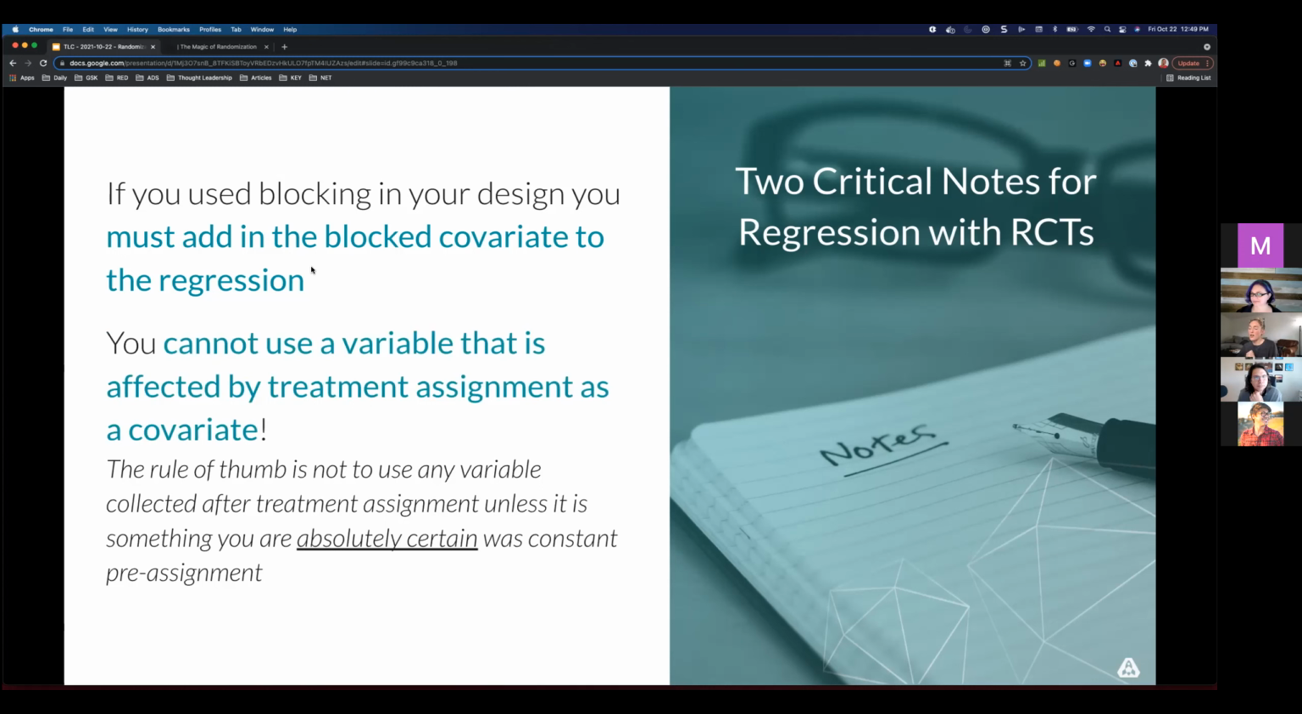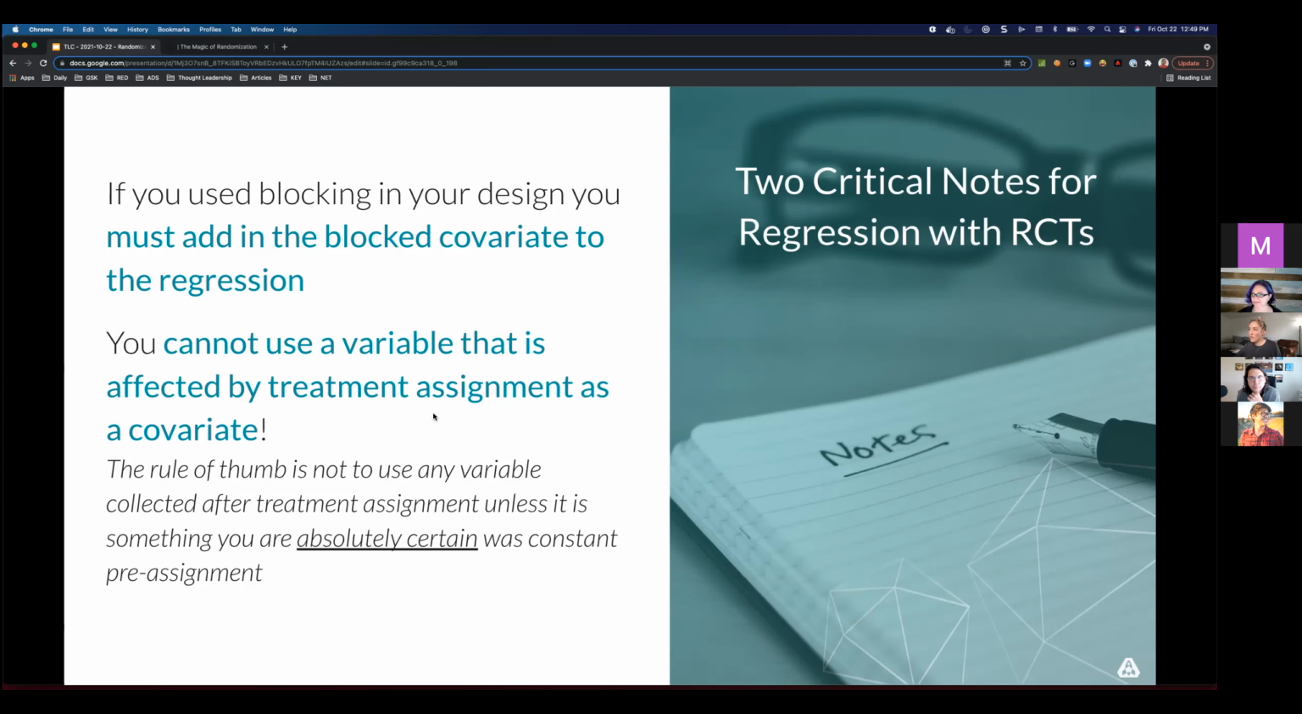And in R, I keep going back to R because that's where we've run the regressions, but you are able to, in your regression, add in a term to calculate the block weight as well. So you would add in plus state if that's what you're blocking on, and then you would designate your calculated weight for each block in the code.